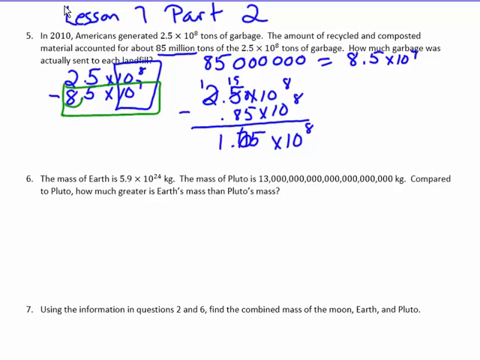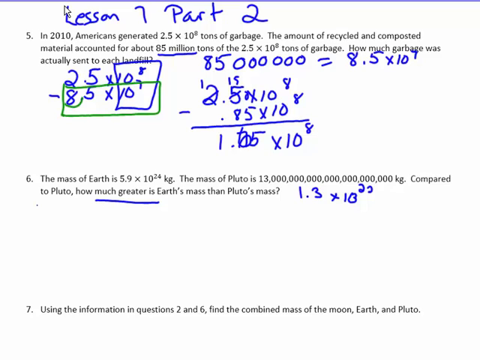All right, so the mass of Earth is 5.9 times 10 to the 24th kilograms. The mass of Pluto, big number. I'm going to put this into scientific notation right away. 1.3 times 10 to the 3, 6, 9, 12, 15, 18, 21, 22nd power. Compared to Pluto, how much greater is the Earth's mass compared to Pluto?